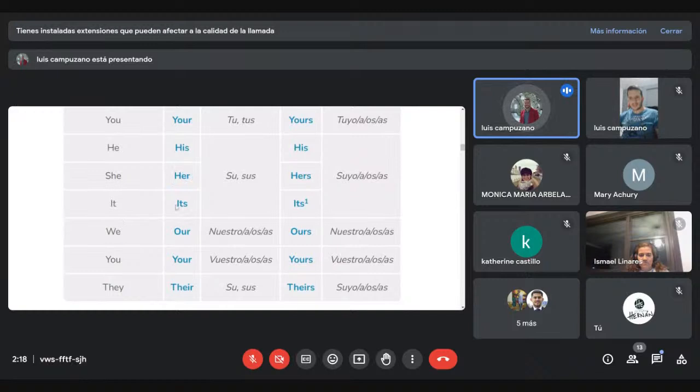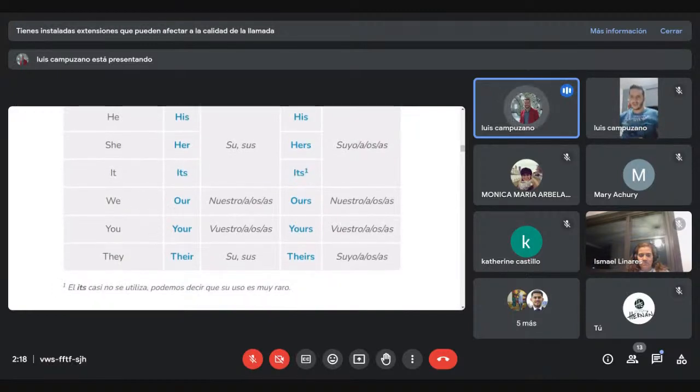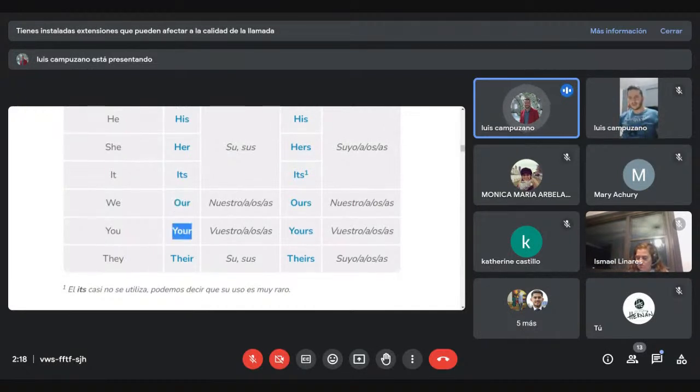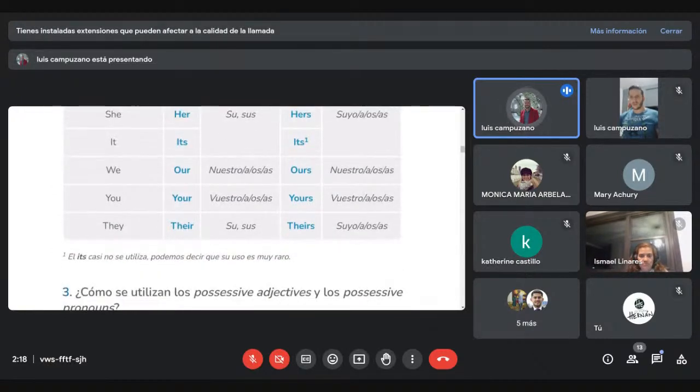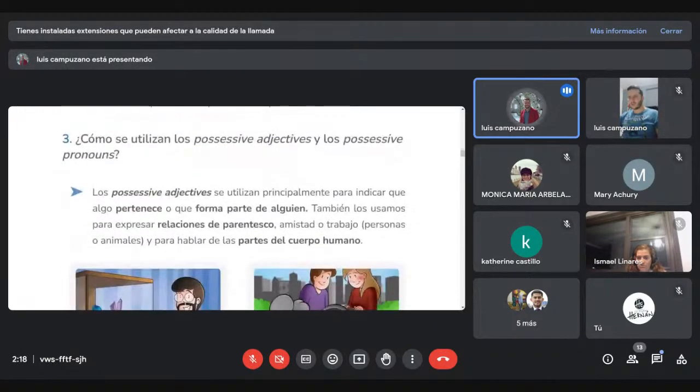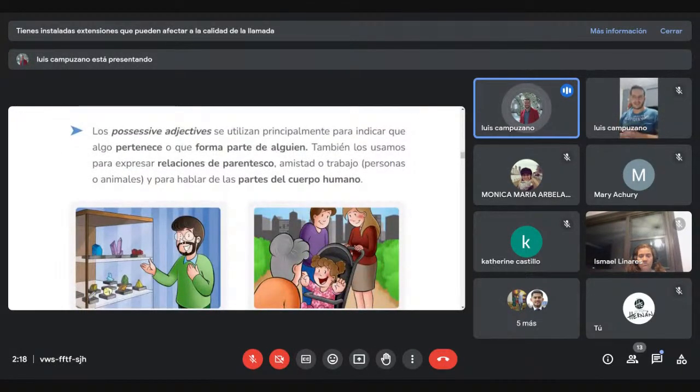For it, we use its. It's the same word as the possessive pronoun. For we, we use our. Es como decir nuestro o nuestra o nuestros o nuestras. No S, remember, no S here. For you, we use your. I think we saw it here. No S. And for they, we use their. Es como decir su, de ellos o su, plural. No S.